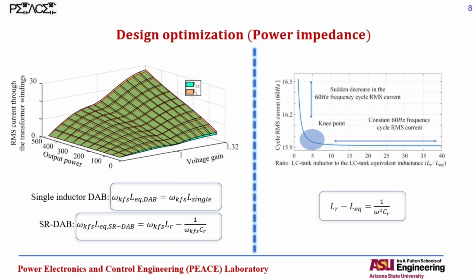And the other one would be the fact that we are also optimizing the actual values of the L and C that are in the tank. So here you can see that if we increase the ratio of the actual inductance to the equivalent inductance of the LC tank, we are reducing the RMS current through the LC tank. So that means at some certain point we are experiencing the lowest value of the RMS current.